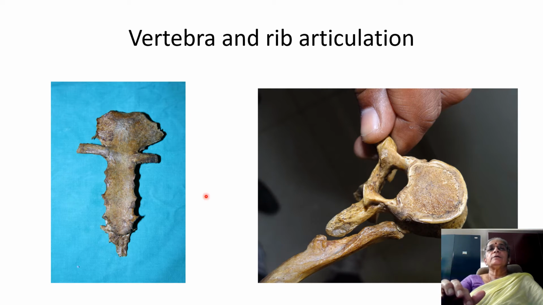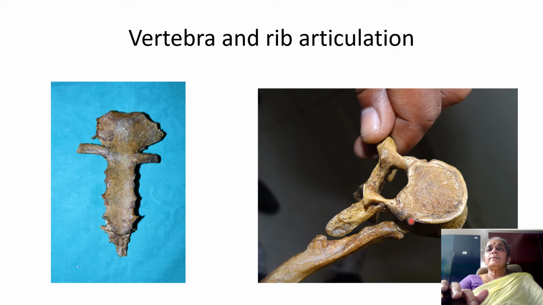In this picture, we can see the sternum. This is the manubrium, this is the body and xiphoid process of the sternum. And you can see the articulation of the sternum with the rib. This is the rib articulating with the sternum. And in this picture, you can see the vertebra. This is the body of the vertebra and this is the transverse process of the vertebra.